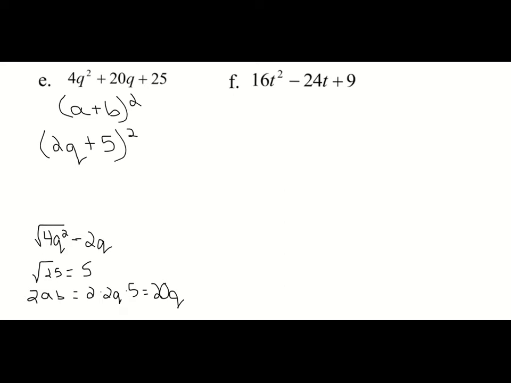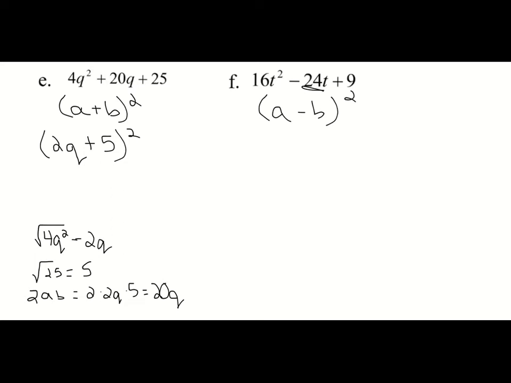Take a look at f. 16t squared, perfect square. 9, perfect square. We have a minus and then a plus. So remember, if it's a minus and then a plus with your perfect squares, it factors to a minus b squared. Let's double check to make sure that middle term works.